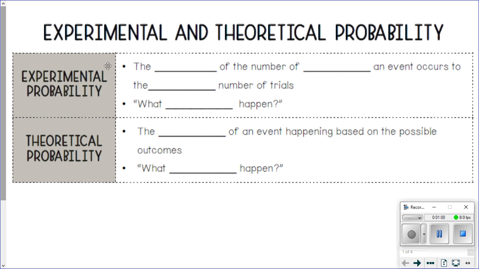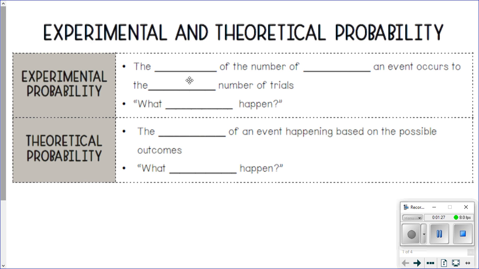But what if we actually flipped it? Is it possible that we flipped it 10 times and it landed on heads all 10 times? Yes, that's not likely, it's unlikely, but it could happen. So in experimental probability, you actually do the experiment and record your results. And then you can compare that to the theoretical probability of what should have happened.